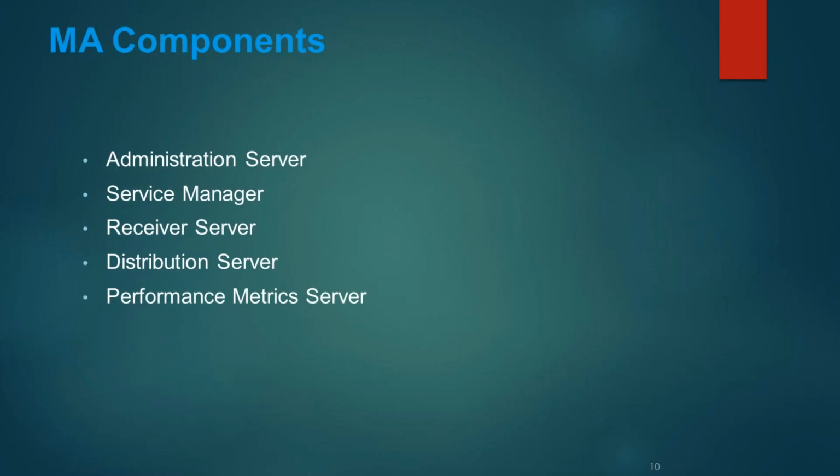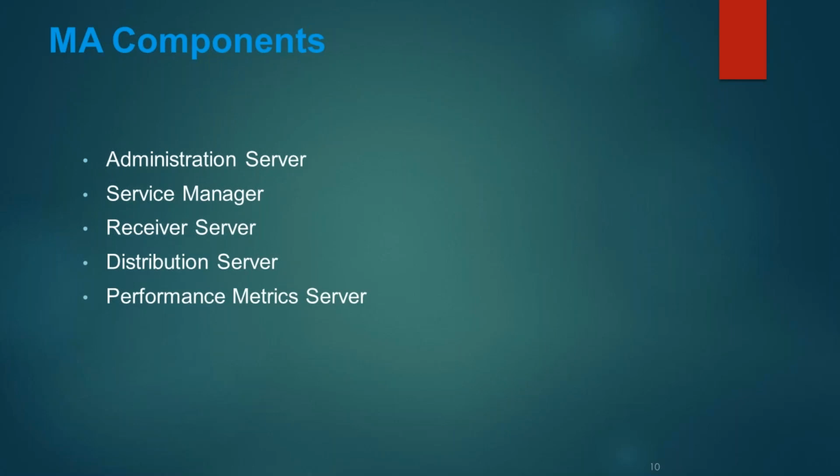Then you have the performance metrics server. This performance metrics server is also part of Classic architecture from 12c R3 onwards. So you can graphically monitor your Oracle GoldenGate environment in Classic as well, like what all processes are running and how they are running. All these things are shown in the performance metrics server. We'll discuss all of these. You'll get to know about all of these services and servers once we start our installation and configuration.